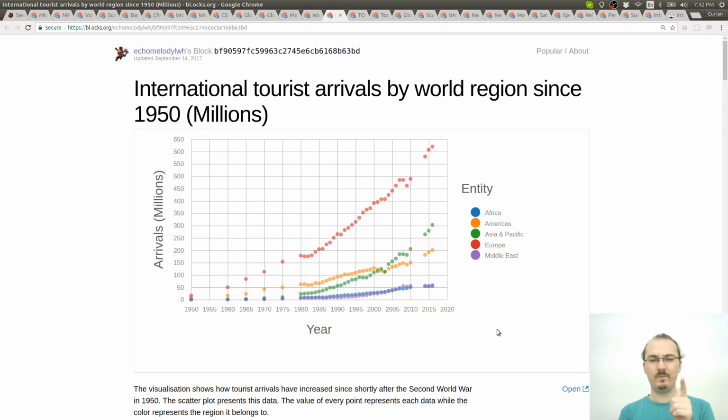This one is interesting too, the arrivals of tourists in different places. And this to me is interesting. It highlights that the data is very sparse until between 1980 and 2010. And the crossings I find interesting. It looks like around 2003 here, Asia and Pacific region overtakes the Americas in terms of tourism. And it looks like around 2005, the Middle East overtakes Africa.